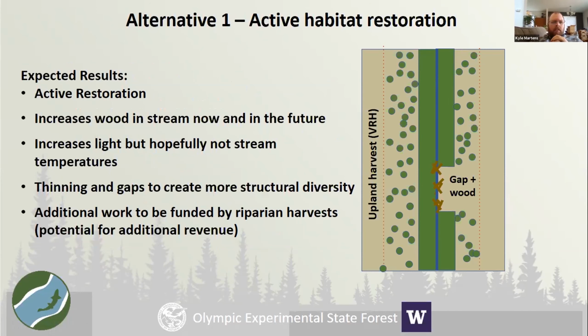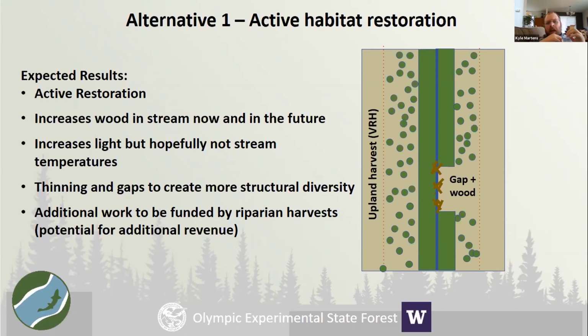And what we expect to see with this treatment is it's going to be an active restoration treatment. We're going to increase wood in the stream both immediately and in the future. So we're going to put wood in the stream, so that'll be immediate, but that thinning will allow these trees to grow bigger and contribute into the stream. That gap is going to increase light in the stream, hopefully just enough to increase productivity without hurting our stream temperatures, which we're in pretty good shape right now.